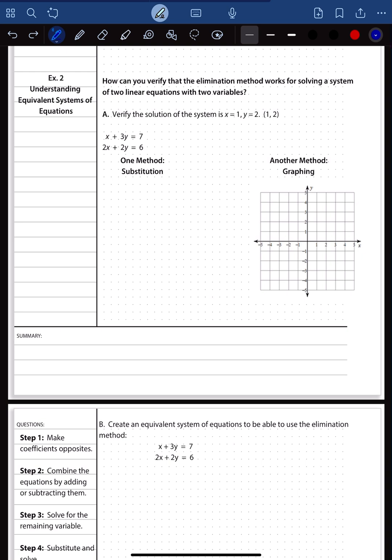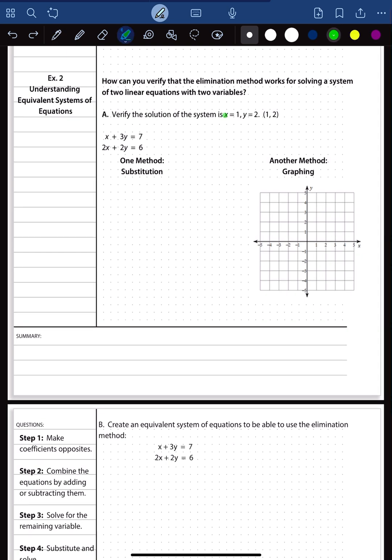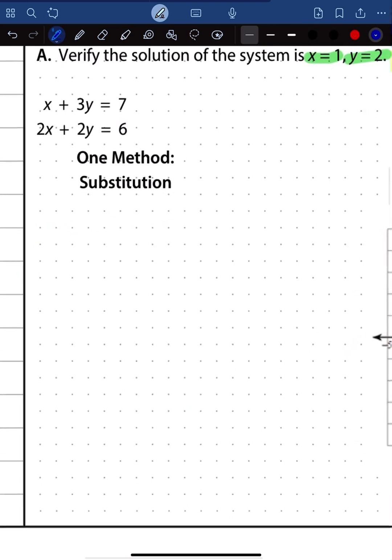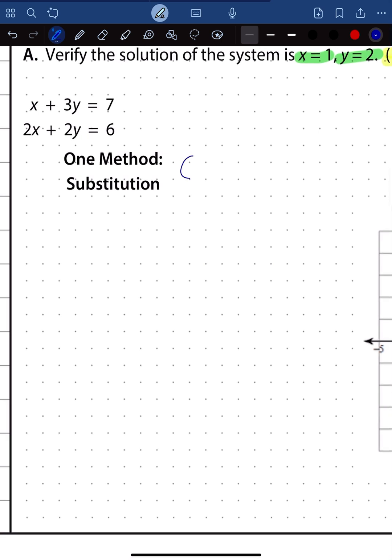So we are asked to verify if the solution of x is equal to 1 and y is equal to 2, and here it is as an ordered pair, does indeed satisfy the system of equations. So we're going to look at this first method called substitution. We have our x coordinate is 1 and our y coordinate is 2, and we are going to substitute these values into the two original equations, starting with the first one.